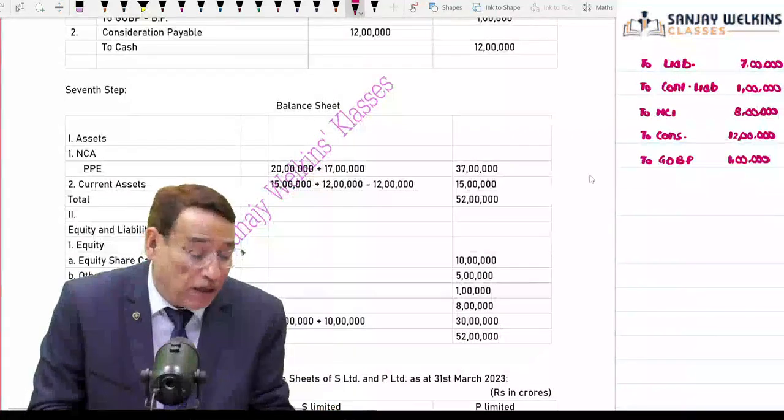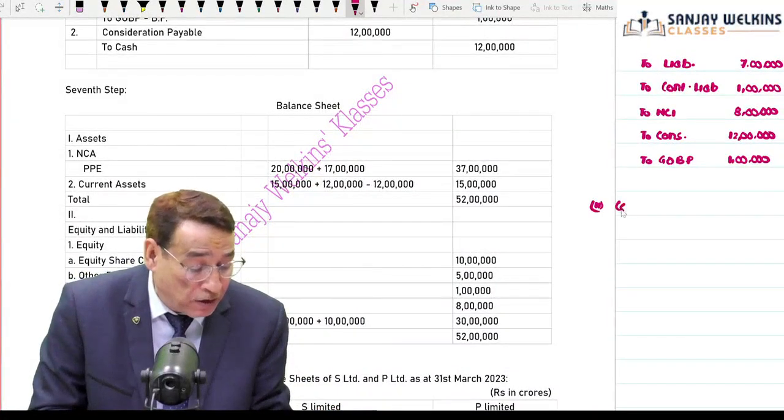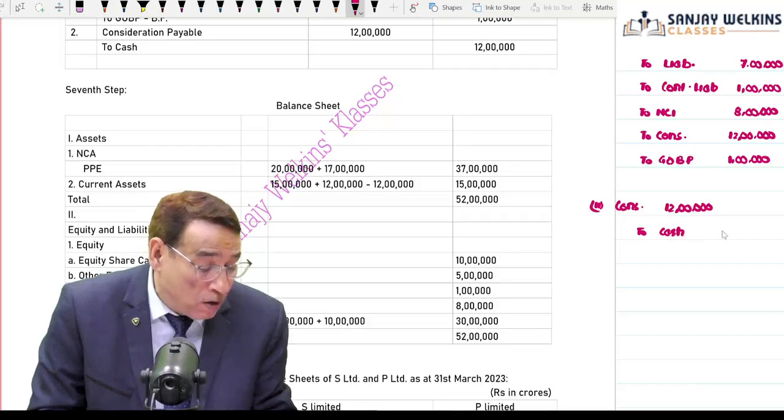You can directly pass through this particular entry, and you must not forget to pass the second entry of discharging the consideration. Your consideration amount is equal to 12 lakh. And you must discharge the consideration, that is equal to cash, 12 lakh. So this is how you are supposed to do.